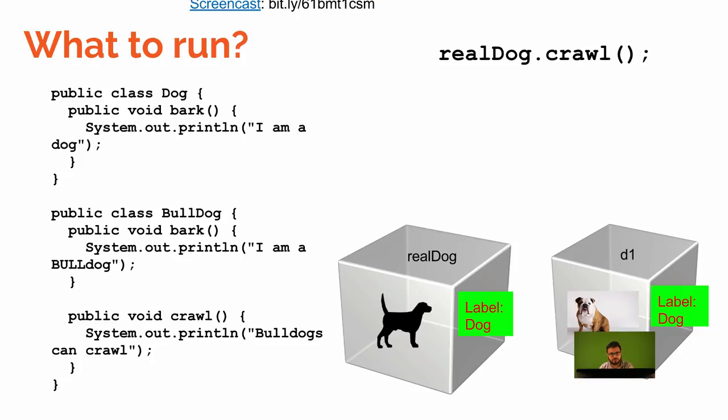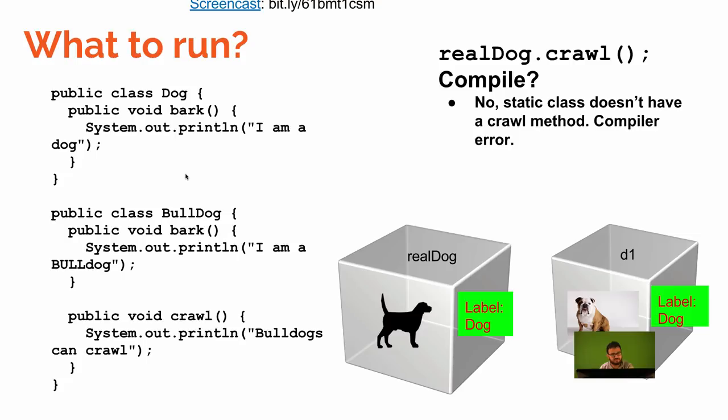Real dog.crawl. What happens now? So is this going to compile? No, because the compiler sees label dog. It asks, does the dog class have a crawl method? It doesn't, so it doesn't even compile.